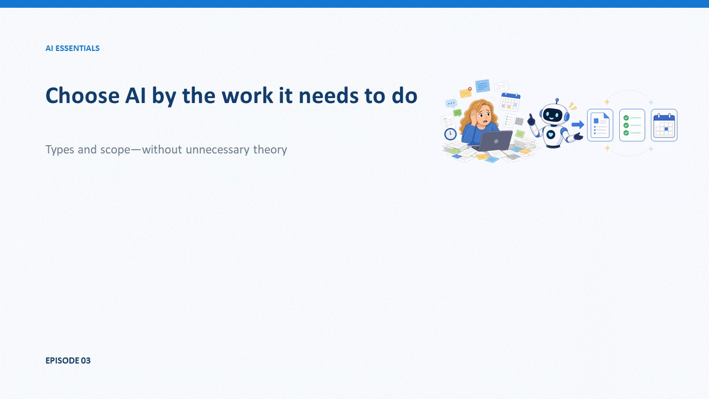Welcome to episode 3, Choose AI by the work it needs to do. AI products often come with many labels, and those labels can make the subject feel more complicated than it needs to be. In this lesson, we will classify AI in two practical ways, by the function it performs and by the way we use it. The goal is to begin with the work, not with a fashionable tool name.